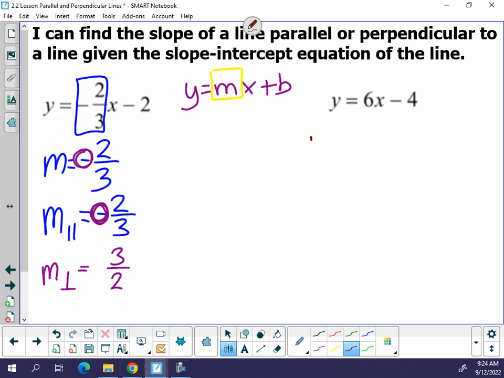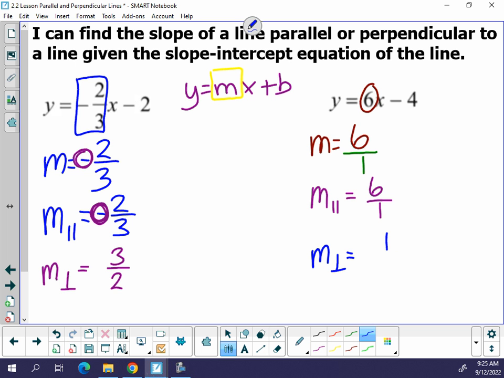Same thing for this other one. The number in front of x here is 6. That means our slope is 6. It might be helpful to write this as a fraction. You can write any number as a fraction, if it's not already, by dividing it by 1. So that means the slope of our parallel line is 6 over 1. And to get the slope of our perpendicular line, we're going to flip that over. That's why it's helpful to have a fraction. Flip that over, put 1 on top, 6 on the bottom, and then our original line was positive slope. Our perpendicular line is going to have a negative slope.